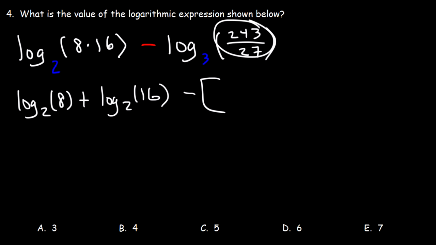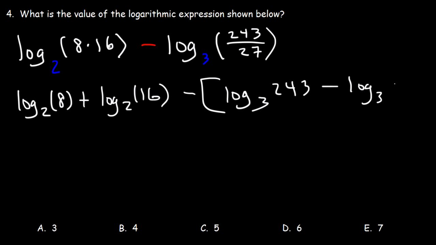Now here we have division. Log A divided by B is log A minus log B. So this becomes equivalent to log base 3 of 243 minus log base 3 of 27.